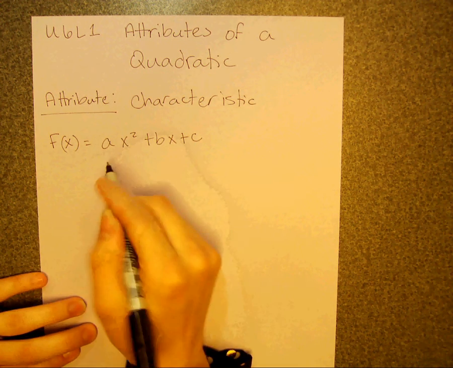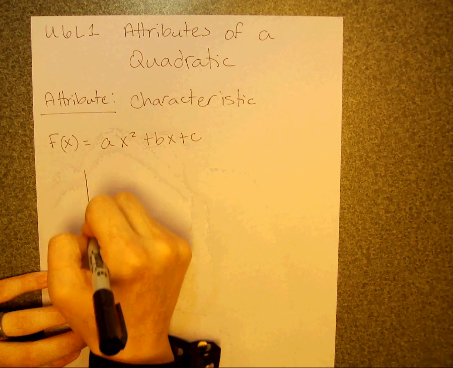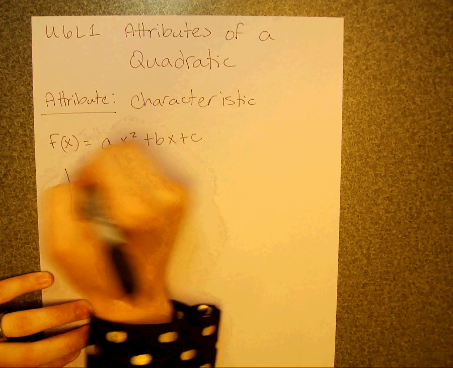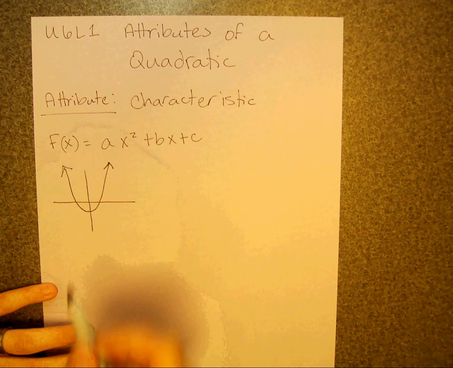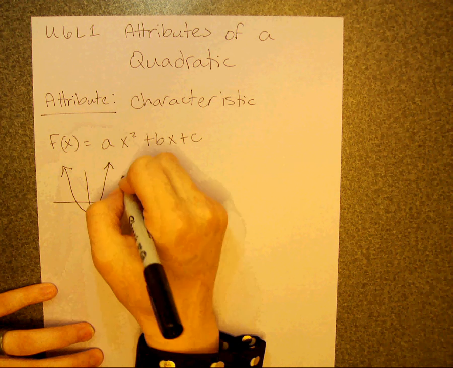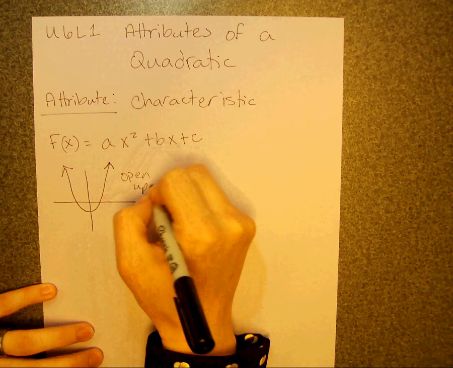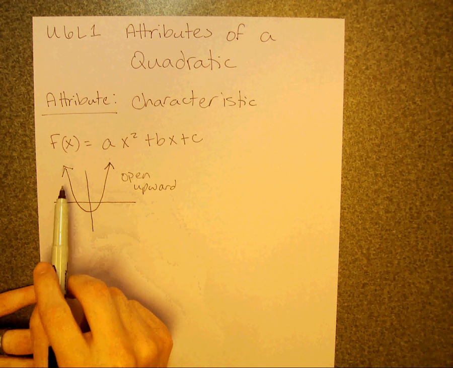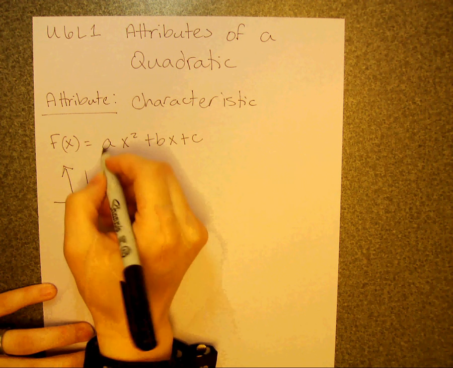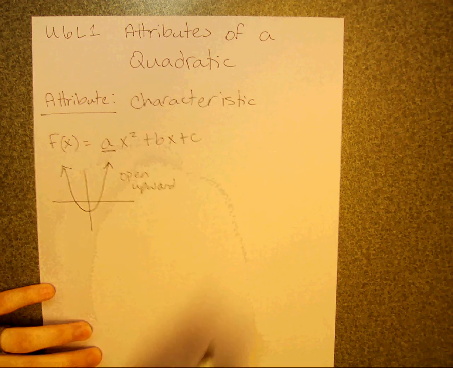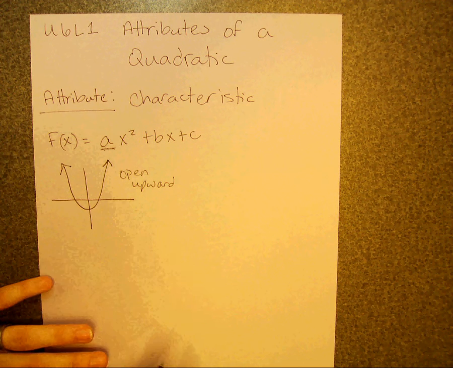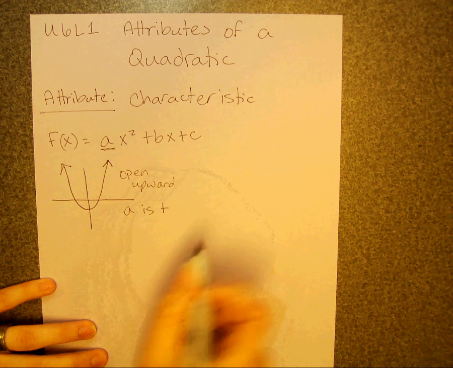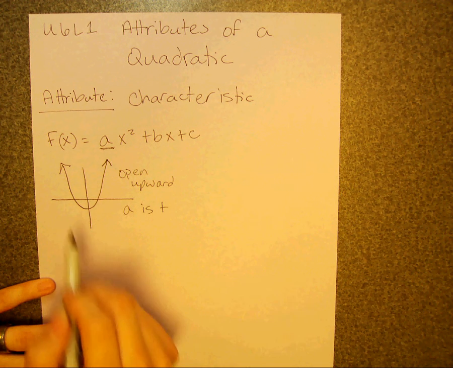And the graph of a quadratic forms a parabola, so something like this. Now, we say that this quadratic is open upward because it's open at the top. The way that we'll know a quadratic is open upward is if this first number, the number in front of x squared, we call it the leading coefficient, is positive. So if a is positive, then we get a quadratic that's open upward.